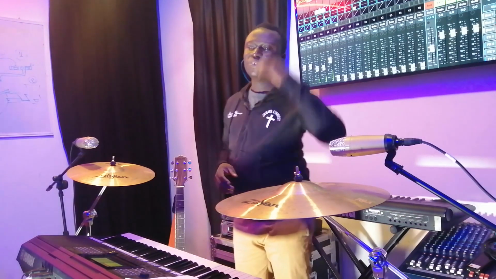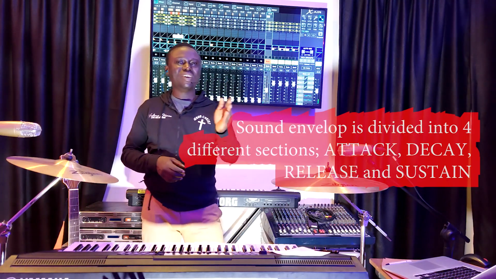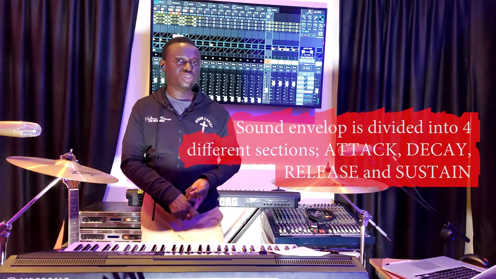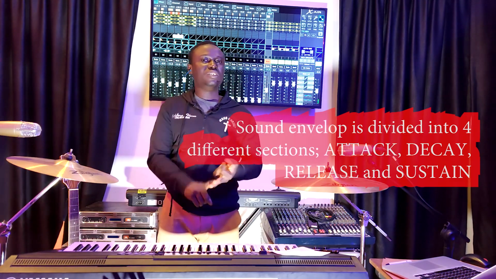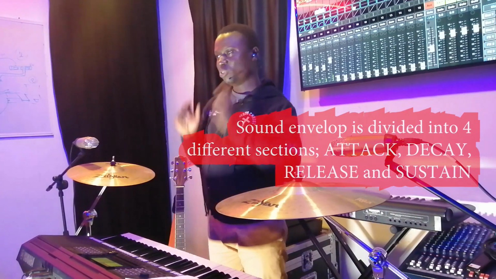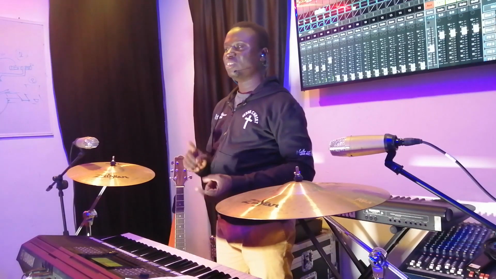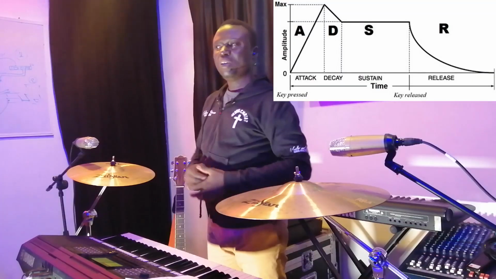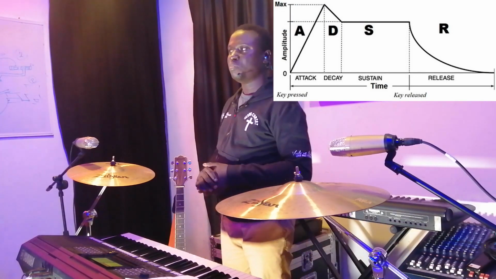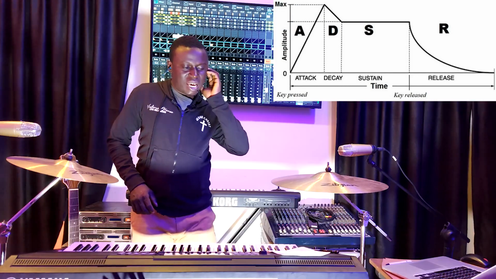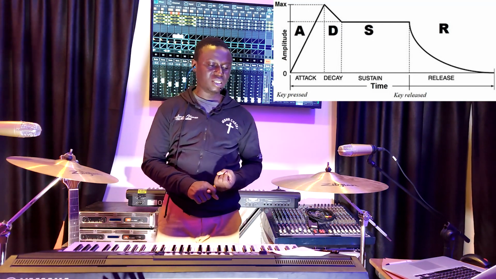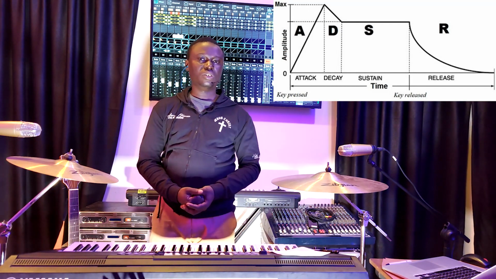Every musical instrument has its own sound envelope. The sound envelope is divided into four different sections. We have the attack section of the sound. We have the decay stage of your sound. And we also have the sustain and the release, better known as ADSR characteristics. You may google this to get more understanding. I will just talk about the relationship between the attack, the decay, and release in your keyboard.